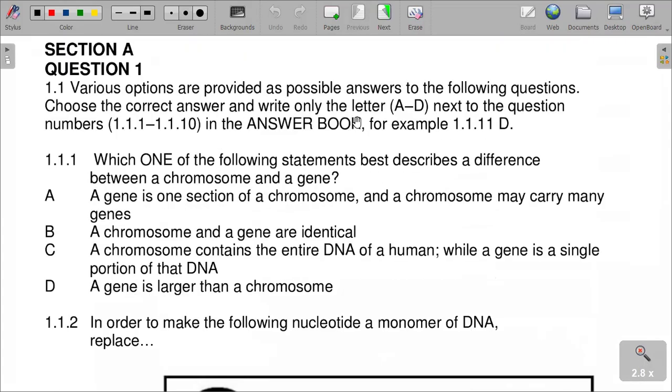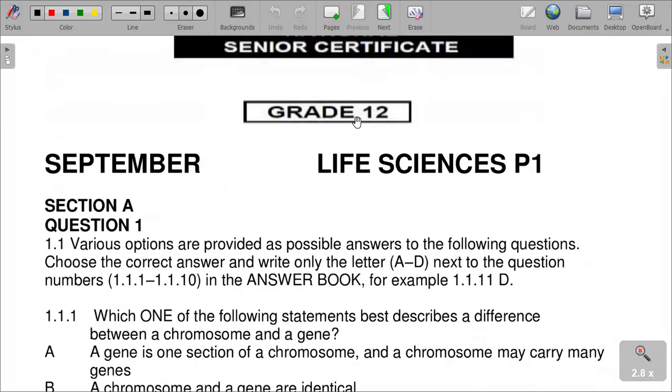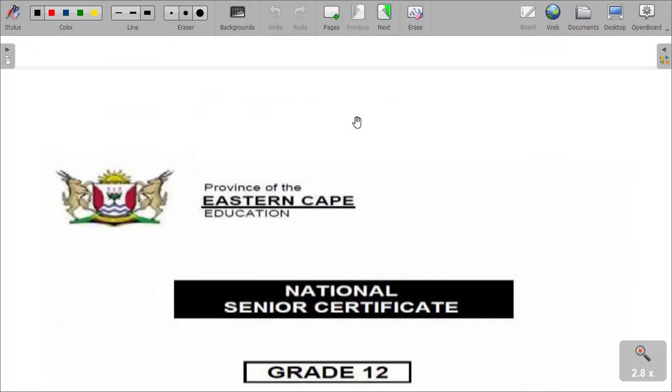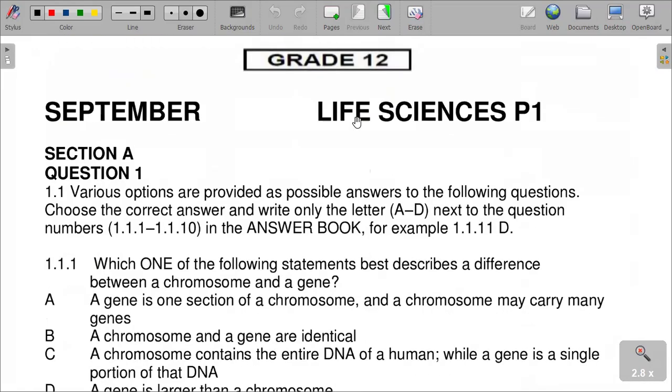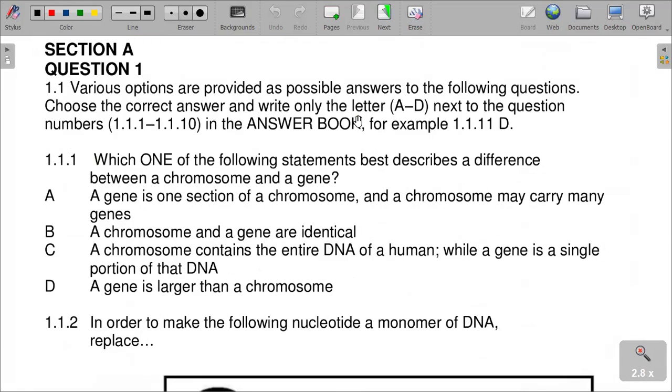So we are going to work these questions, section A. This is a September paper 1 paper, which is from Eastern Cape, and we want to work it right now. We are given multiple choice questions here. Which of the following statements best describes a difference between a chromosome and a gene? A chromosome, a gene. I'm sure you remember the basic terminology in genetics.